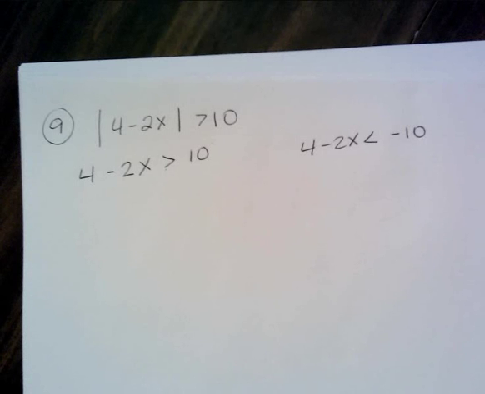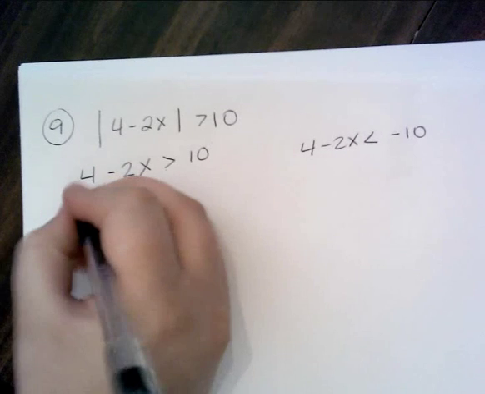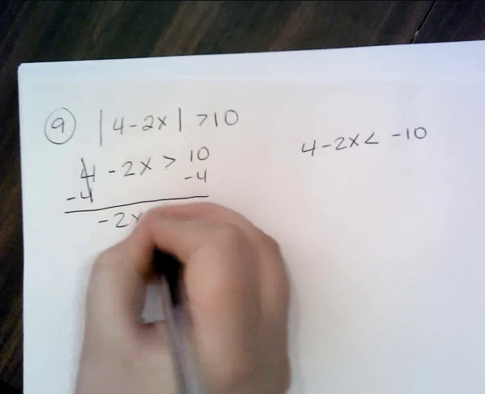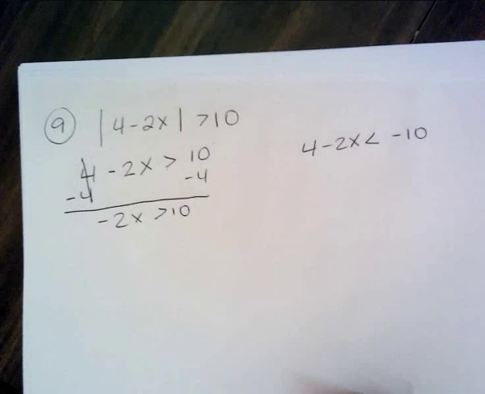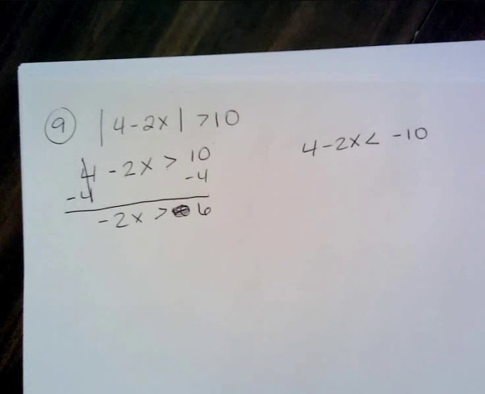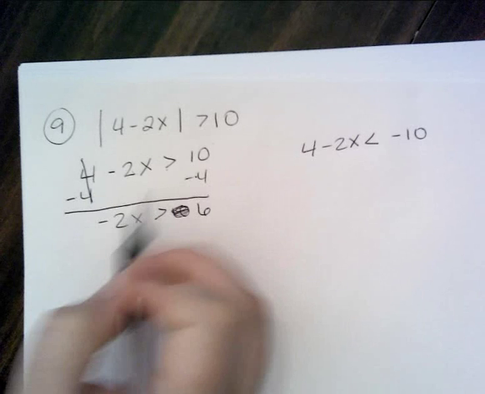All right, so we have to solve these for the x. So we're going to subtract 4 from both sides to get negative 2x is greater than 10. To get this x by itself, subtract 4 from both sides to give us negative 2x. Bring down your greater than sign. 10 minus 4 is 6. Divide both sides by negative 2 to get x is greater than negative 3.